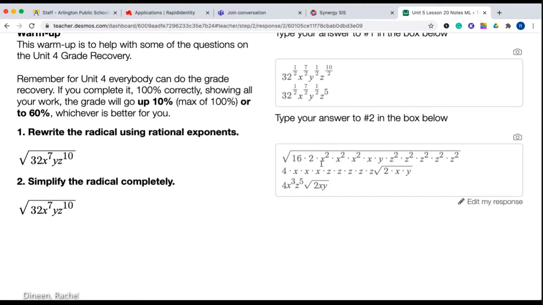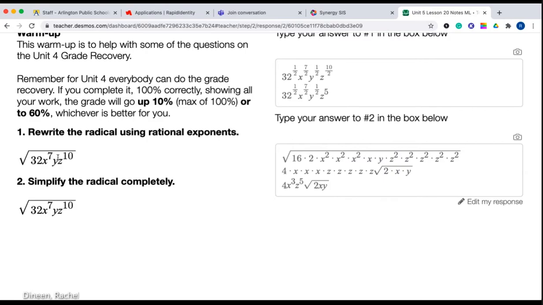Let's look at number 2, because Isaac Newton did a really great job on this one as well. Simplify the radical. So first, broke down into perfect squares times another number. For numbers, perfect squares are anything multiplied by itself, which is 16. For variables, perfect squares have an exponent of 2 since it's square root. So broke it down, simplified, multiplied everything on the outside together, multiplied everything on the inside together. And 4x cubed, z to the 5th, square root 2xy is the correct answer.